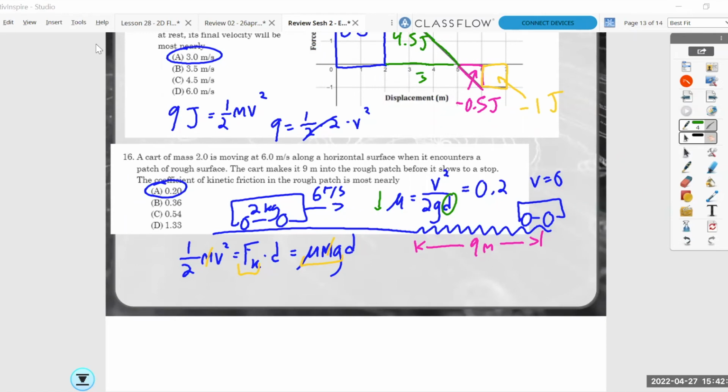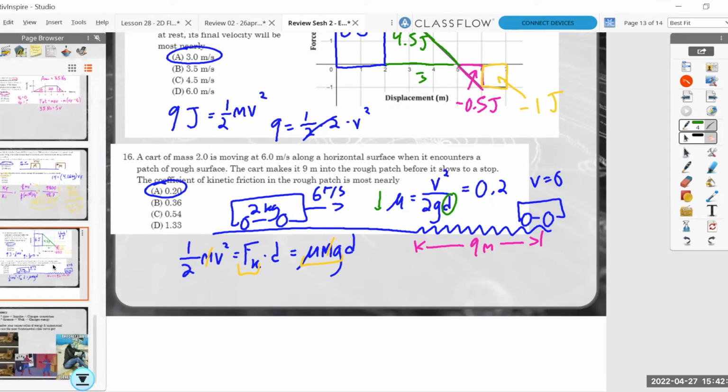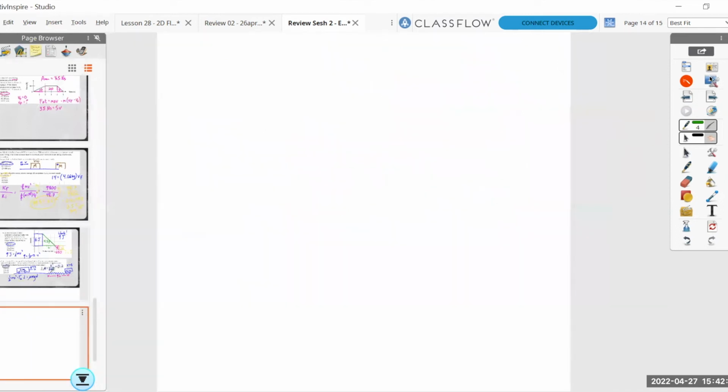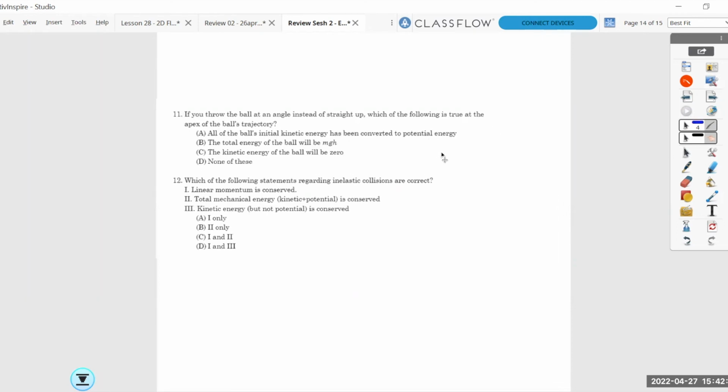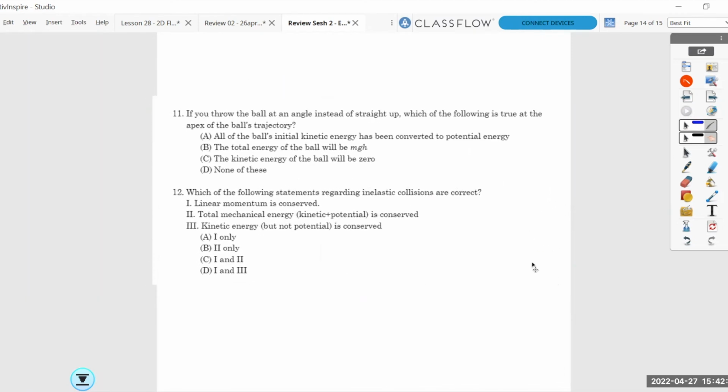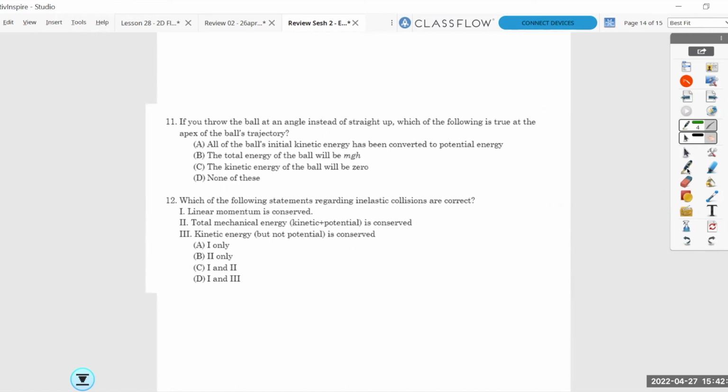Yes, we can go over 11 and 12. Let me pull those up real quick. Yeah, okay. So a sort of energy, sort of projectile motion question for 11 here. It says if you throw a ball at an angle instead of straight up, which of the following is true at the apex of the ball's trajectory?